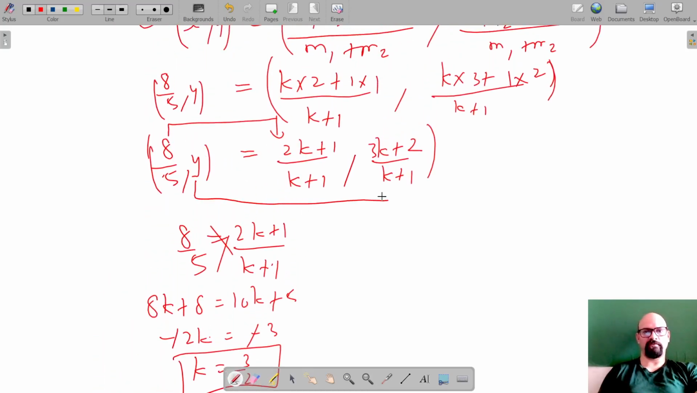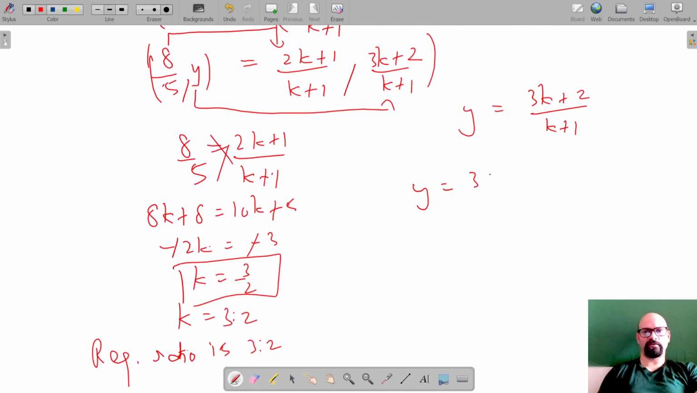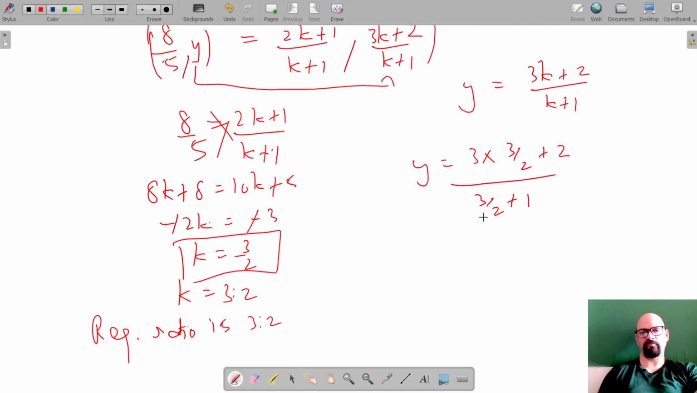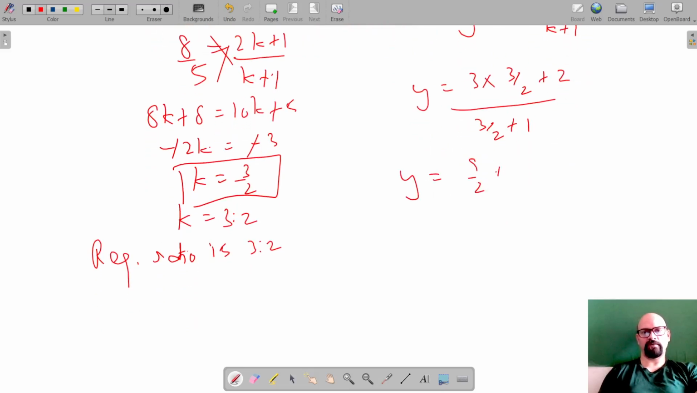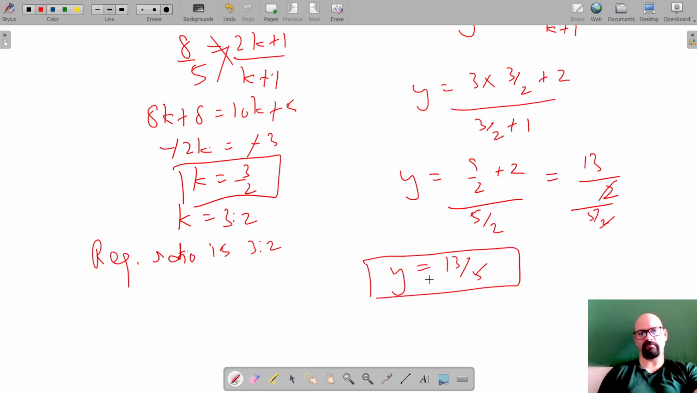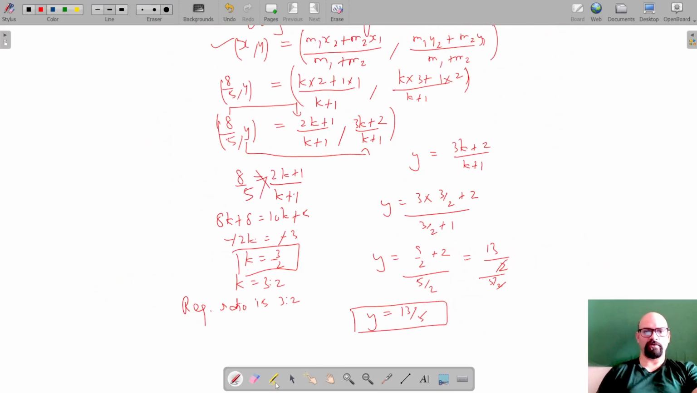Now to find the value of y, let's equate the y coordinates. y is equal to (3k + 2)/(k + 1), which is (3 times 3/2 + 2)/(3/2 + 1). So y is equal to (9/2 + 2)/(5/2), which is (13/2)/(5/2). This cancels, and y is equal to 13/5. So the value of y is 13/5. We have solved part A, and now let's move on to part B.